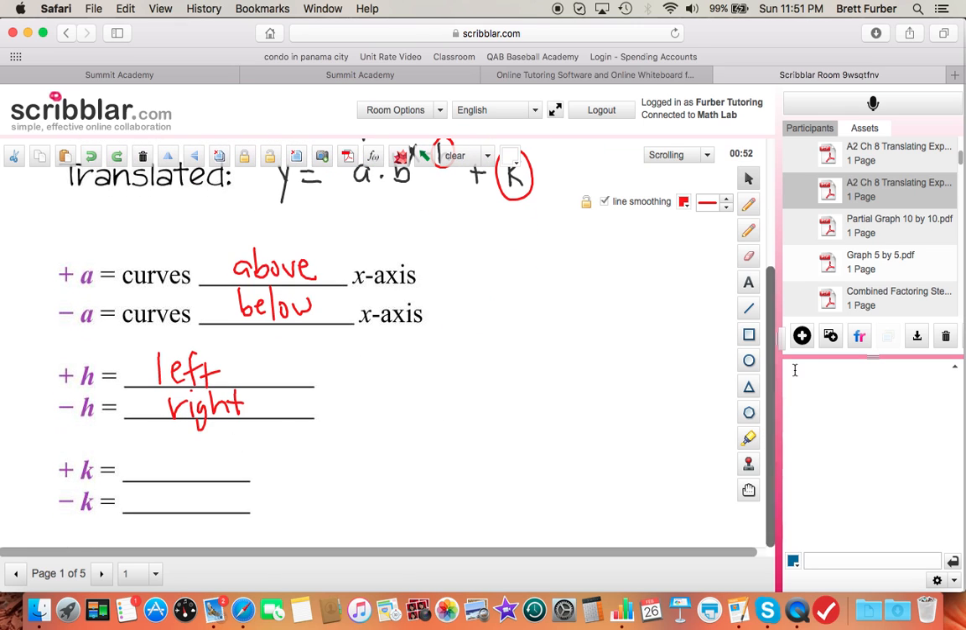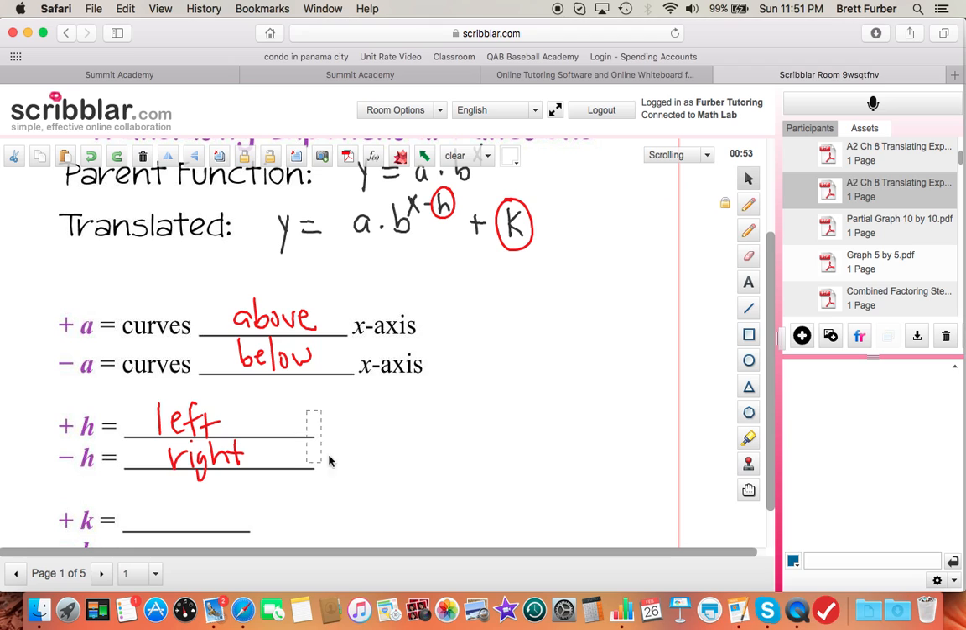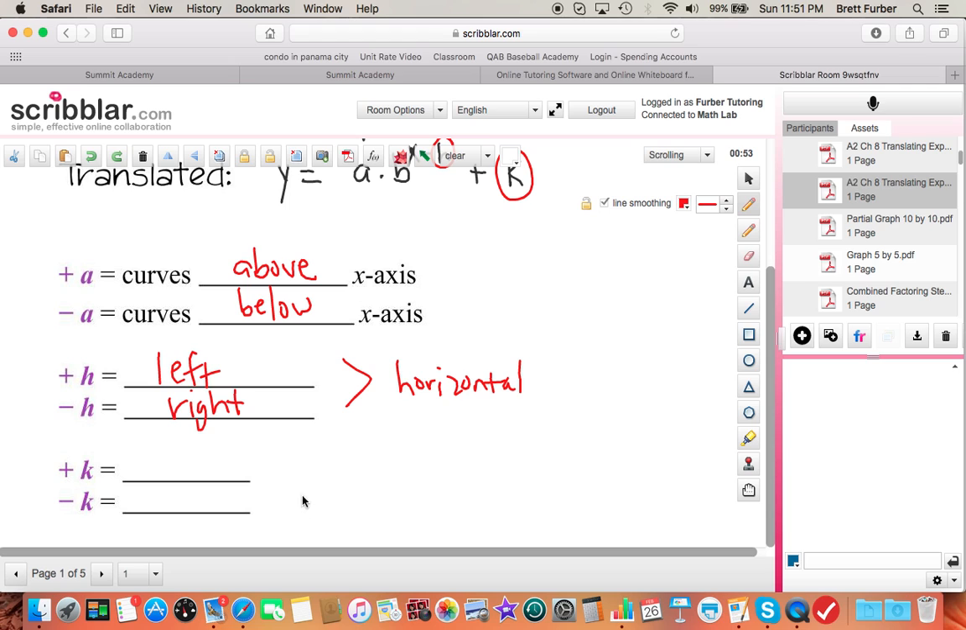And then the k value is the vertical translation. So h is the horizontal translation, and k is the vertical translation. They work exactly like normal y values work. If it's a positive k, we go up. If it's a negative k, we go down. Okay? So I'm going to do some examples with these, and this will kind of get you started.